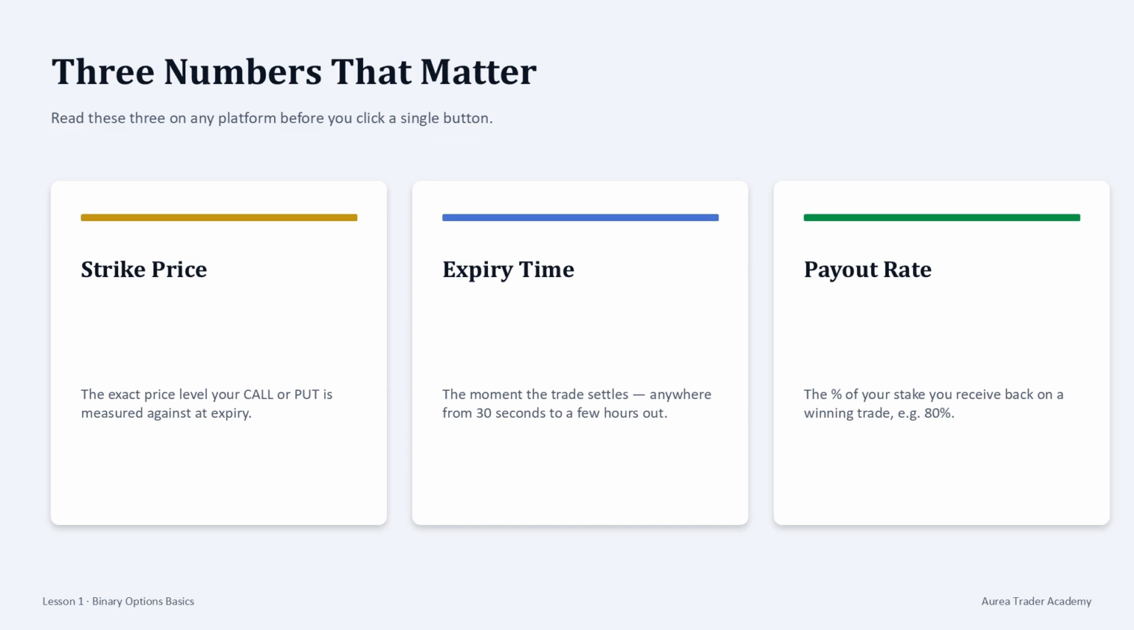Before you click anything on a real platform, read 3 numbers. The strike price, the exact level your prediction is measured against. The expiry time, when the trade settles, anywhere from 30 seconds to a few hours. And the payout rate, the percentage of your stake you get back if you win, say 80%.